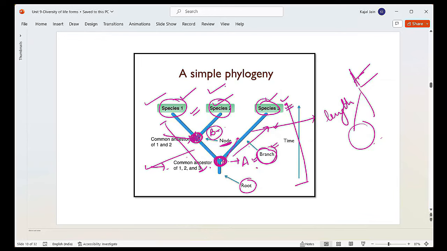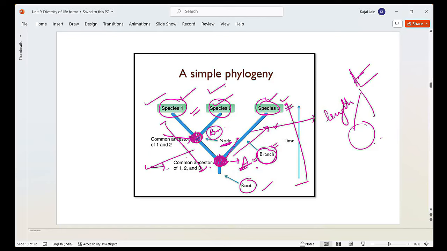Then you have the branch points. The first branch point is the common ancestor for all. Then you have a branch coming out of one and then a new split occurring. So we call it a common ancestor for the other one. So on and so forth.